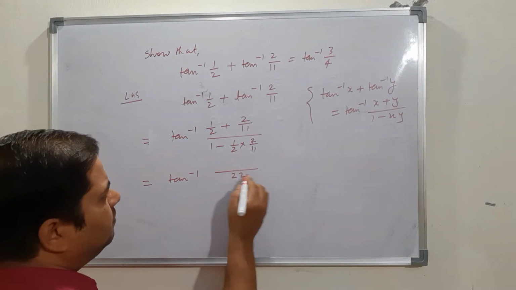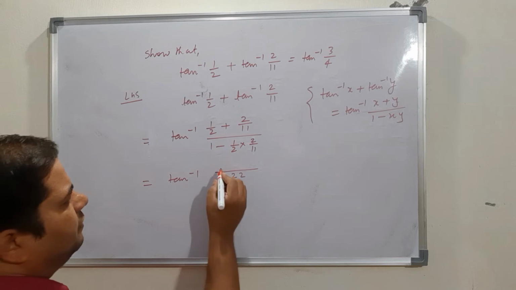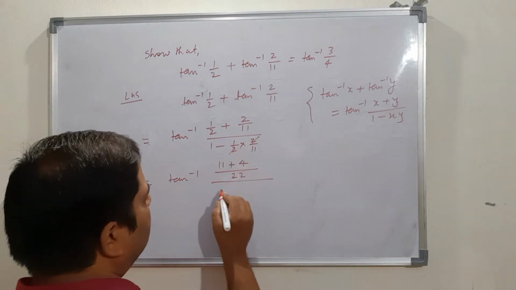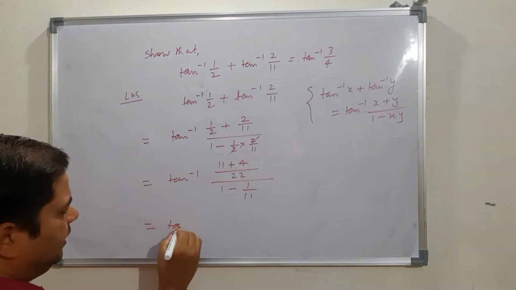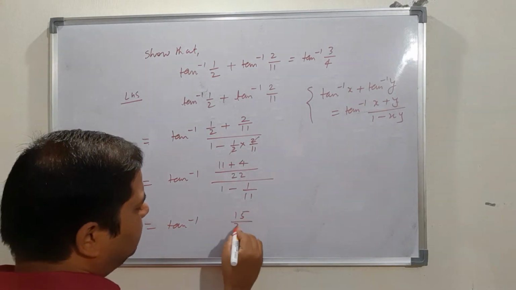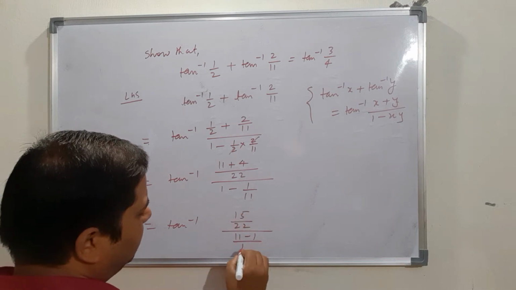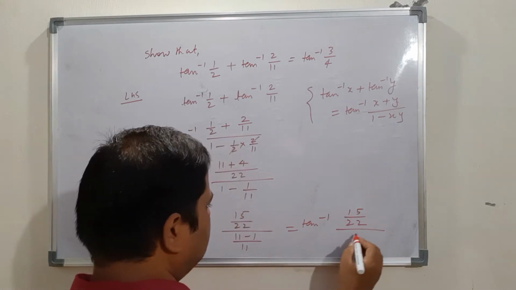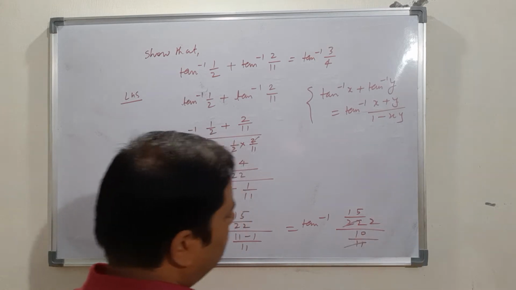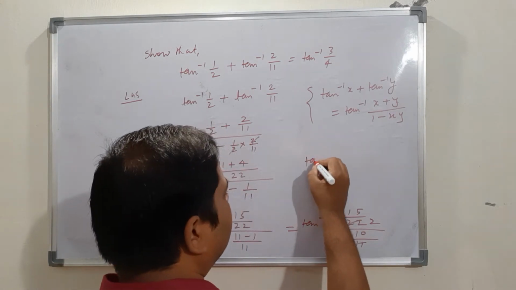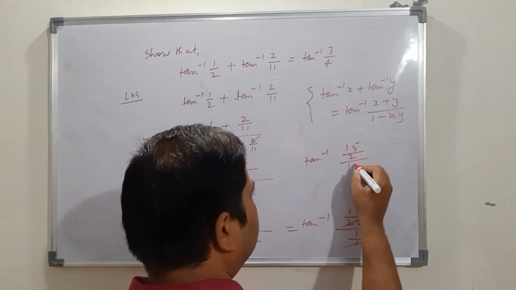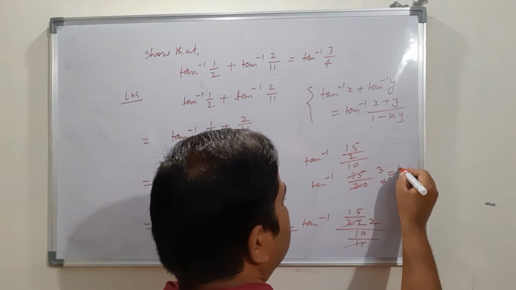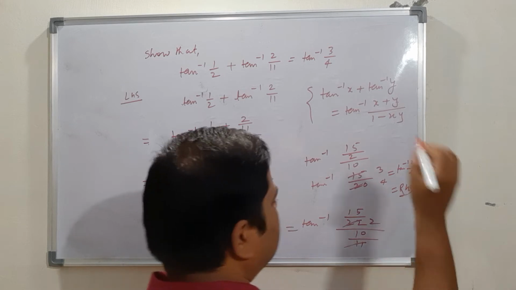So this becomes tan inverse, 22 is the LCM. So this is 11 plus 4 over 22, divided by 1 minus 1 by 11, as the 2s cancel. So this is tan inverse of 15 by 22 divided by 10 by 11, which is nothing but tan inverse of 15 by 20. Dividing by 5, this is tan inverse 3 by 4, and this is your RHS.